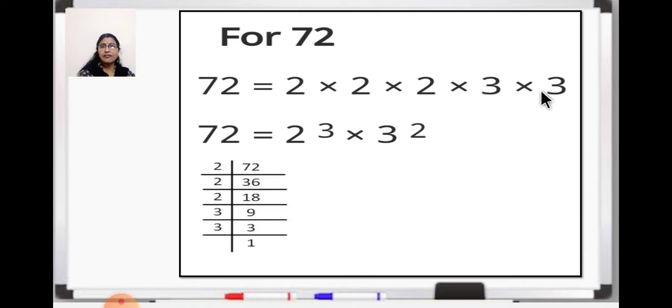So 2 multiplied by 2 multiplied by 2, multiplied by 3 into 3. This is the way we will write first, and then you can write it in the form of powers. You can see here 2 is written 3 times, 2 into 2 into 2. So we can write 2 cube, and then 3 has come how many times? 2 times. So we'll write 3 squared. So you can write 2 cube multiplied by 3 squared. This is the way we can represent it in the form of exponents.